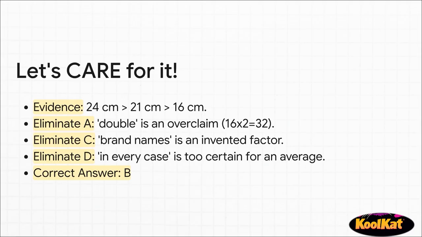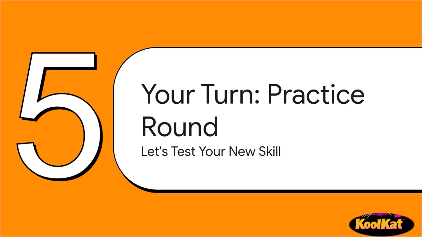What's left? B. Is it true that fertilizer B produced the highest average height? Yup, 24 is the highest bar. That's our answer. See how that works? Okay, you saw me do it. Now it is your turn to get in the driver's seat. I'm going to throw some data and a question at you, and I want you to use that CARE routine we just learned. You got this.